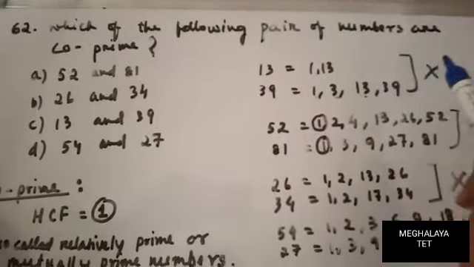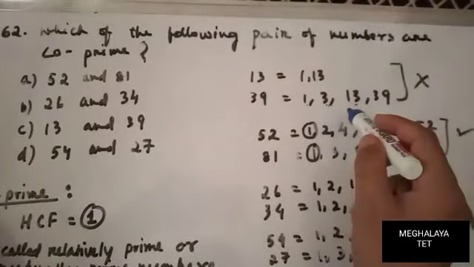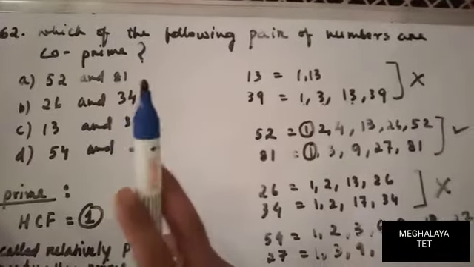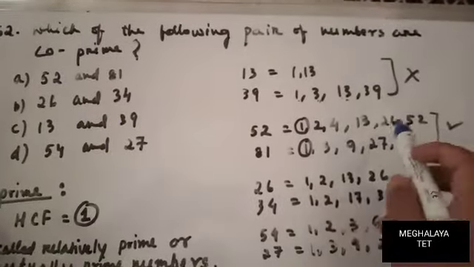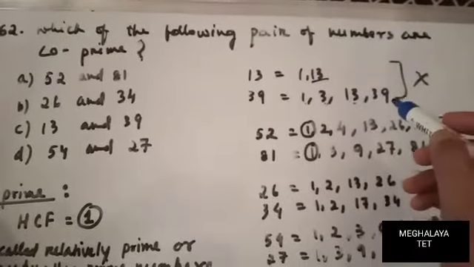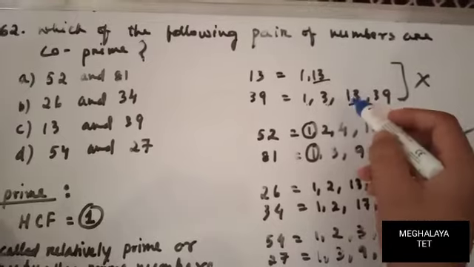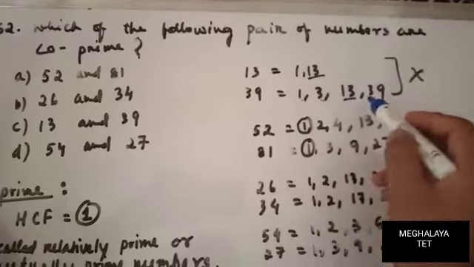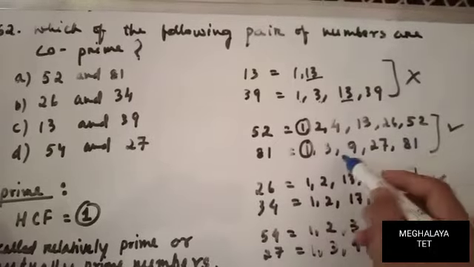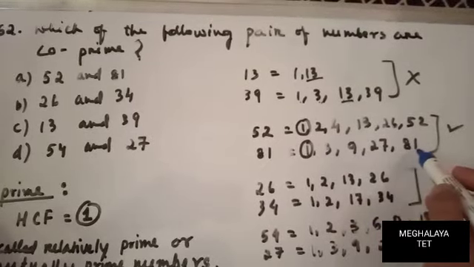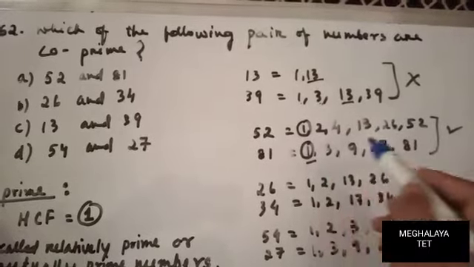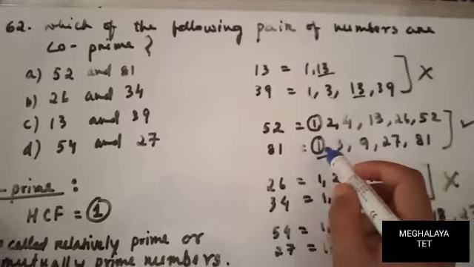So these are the factors. Coprime numbers have a highest common factor of 1. If you see here, the highest common factor is 13 in both the numbers. Here if we check, the highest common factor is 1, so it satisfies the coprime property.